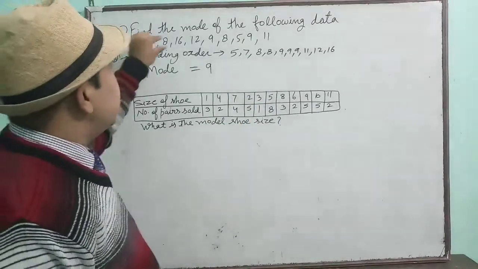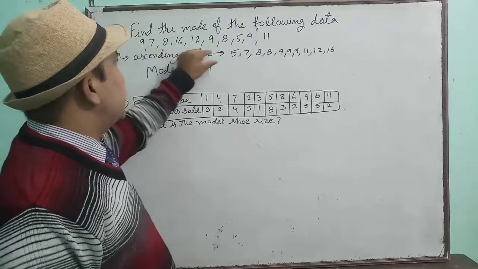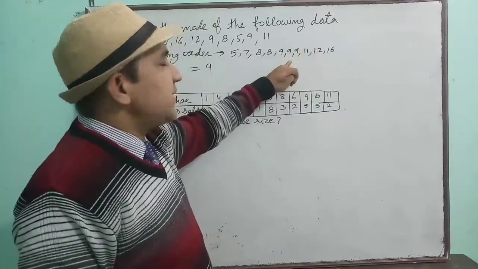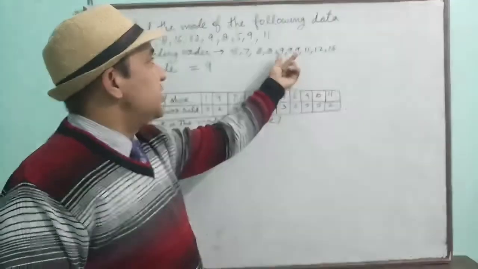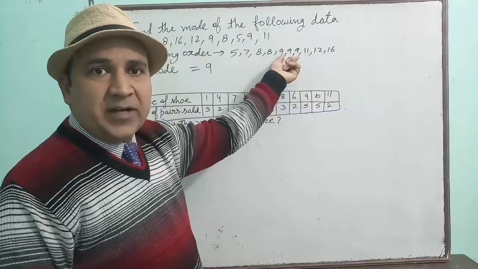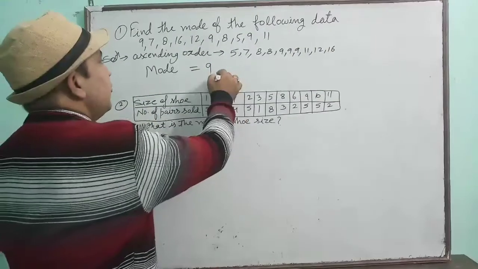If simply some data has been given to you, then arrange those numbers in ascending order and check which number has the maximum frequency, meaning which number is coming the maximum times. That will be the mode. Only this you have to do.